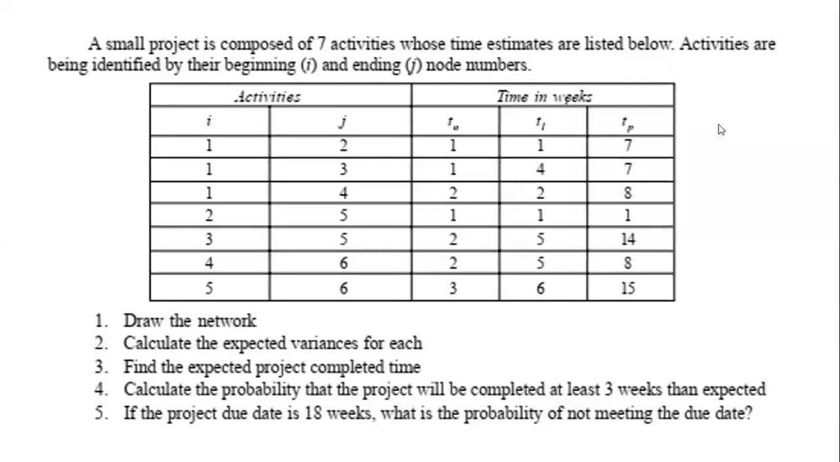Okay, so this is the given problem. This is the given activity table. TO, TM and TP are given to you. You have to calculate TE. Based on that TE, you have to draw the network. Okay, so just we will go.